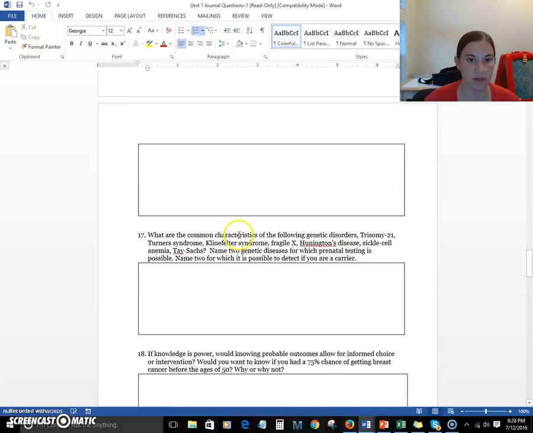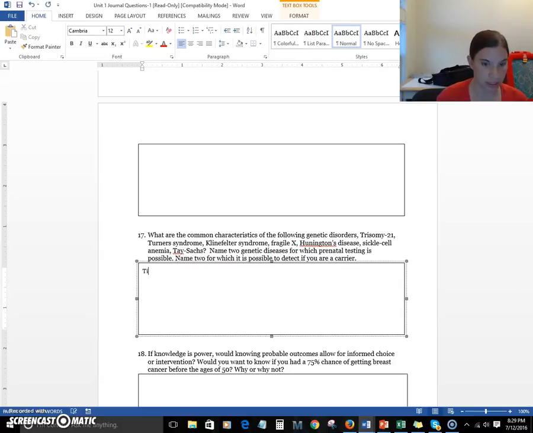Question 17 asks you the characteristics of the following disorders. My expectation to receive full points for this is to list characteristics of each of the disorders. So trisomy 21, common characteristics. Turner syndrome, characteristics of that, and so forth. There are 7 listed, so what it should be like in your answer is a couple characteristics.